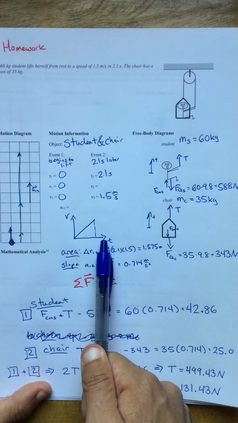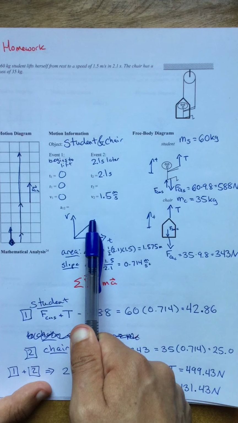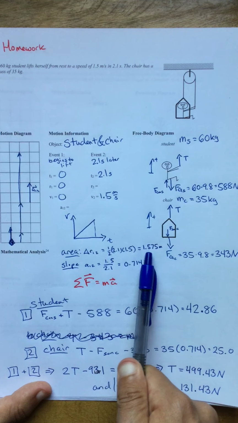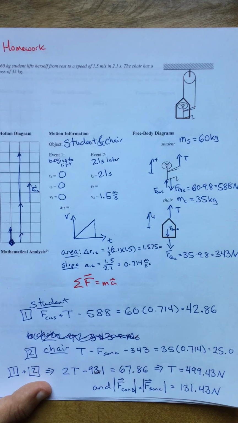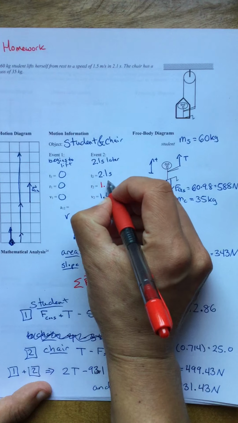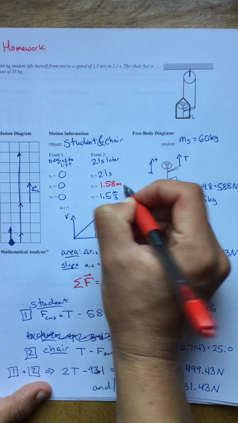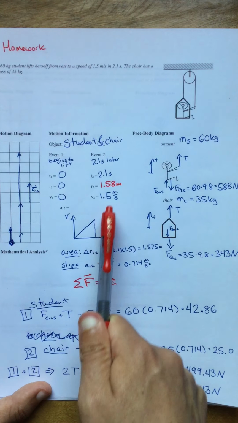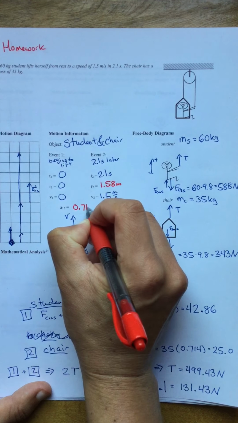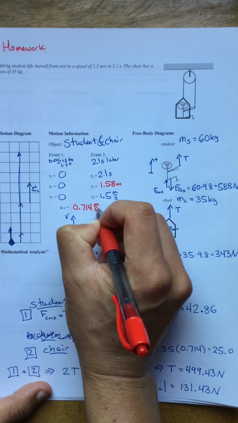We draw a velocity versus time graph, starting from rest, ending at a positive velocity. The area is the area of a triangle. That gives us 1.575 meters. You can round it to put it in your table, so let's make that 1.58 meters. And the acceleration is change in velocity over change in time. That gives us 0.714 meters per second squared.